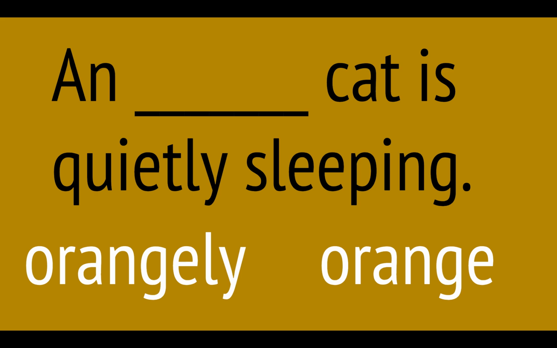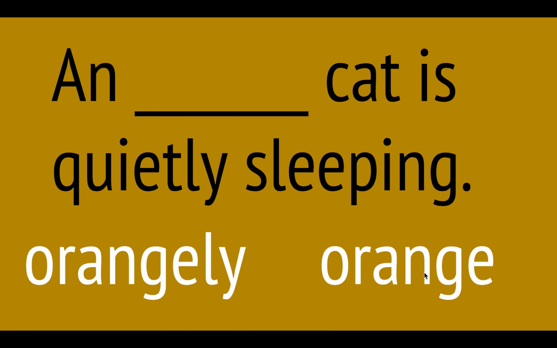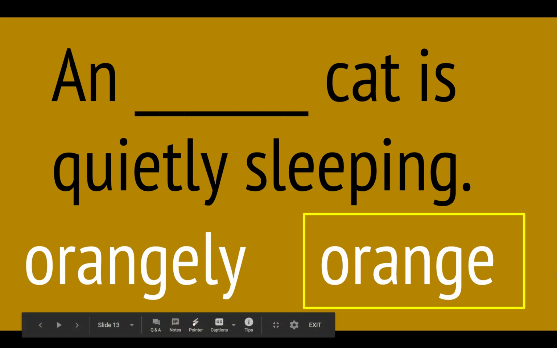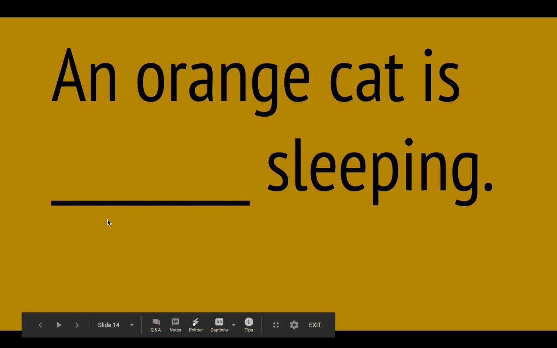Okay, it's your job to pick which one fits appropriately in the line. Now you need to understand that when it's an adjective, when it's the word that is describing our noun, there is no ly. It's always just going to be the word without the ly. Then if we're looking for a word that's modifying a verb, you're going to use the ly. So here we're looking for the word that's modifying the noun. Therefore, the correct word is orange.